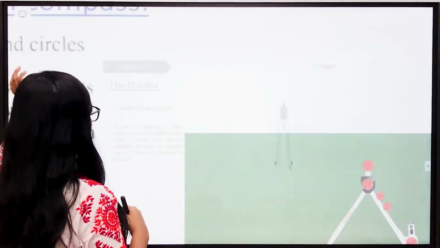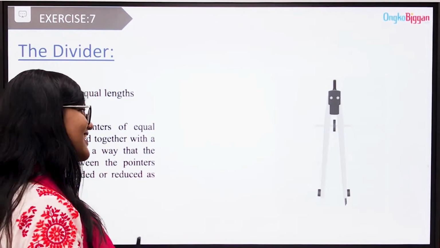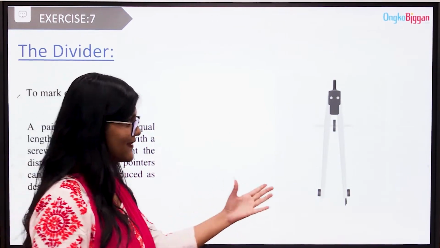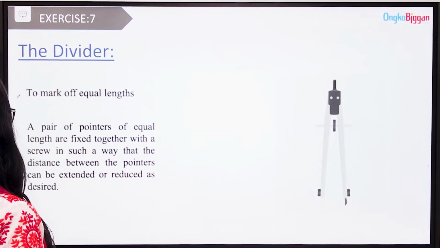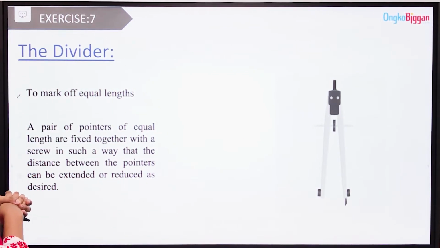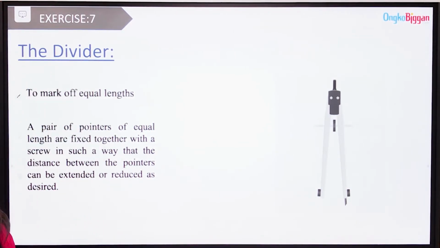Now we are going to talk about the divider. At our stage we have no use of it, but we are going to learn its purpose: to mark off equal lengths. A pair of pointers of equal length are fixed together with a screw in such a way that the distance between the pointers can be extended or reduced as desired.